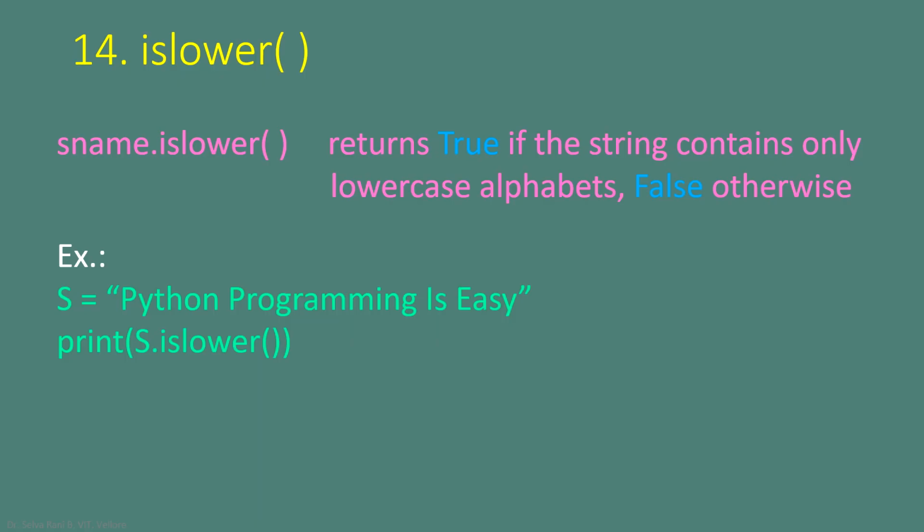Let us assume that s is equal to "Python Programming Is Easy", in which the first character of every word is in capital letter. Now the method islower will return false.